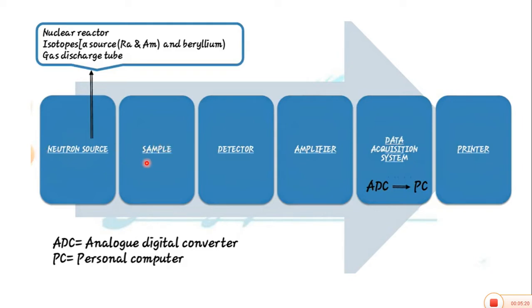After bombardment of the sample material with neutrons, the activated sample goes to a detector. There are three main detectors used to detect the emission spectra from the sample material. These spectra and ionization radiations are then amplified, and the amplified radiations go to a data acquisition system. This is called the ADC, the analog digital converter, which gives you readable results on the computer.